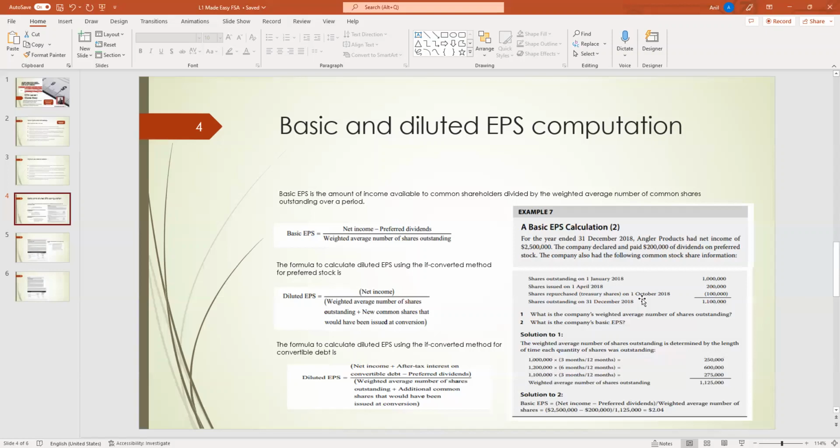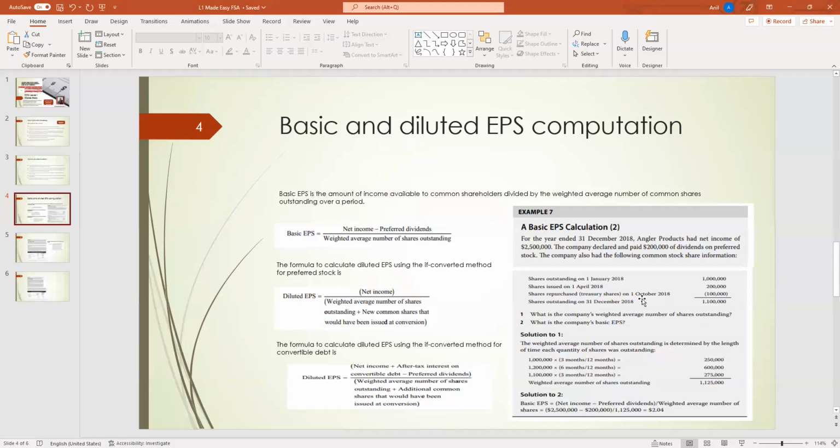Now basic EPS is equal to net income, that is 2.5 million, less preferred dividend, that is 200,000, divided by 1.125 million, so that is equal to 2.04, the basic EPS for the year. So this is the technique to find the weighted average number of shares. Once you get that, the numerator is quite easy. You have to subtract preferred stock dividend from the net income.